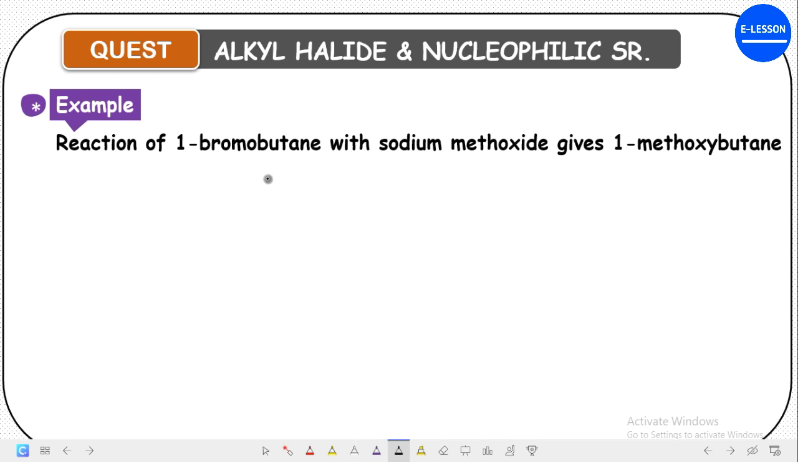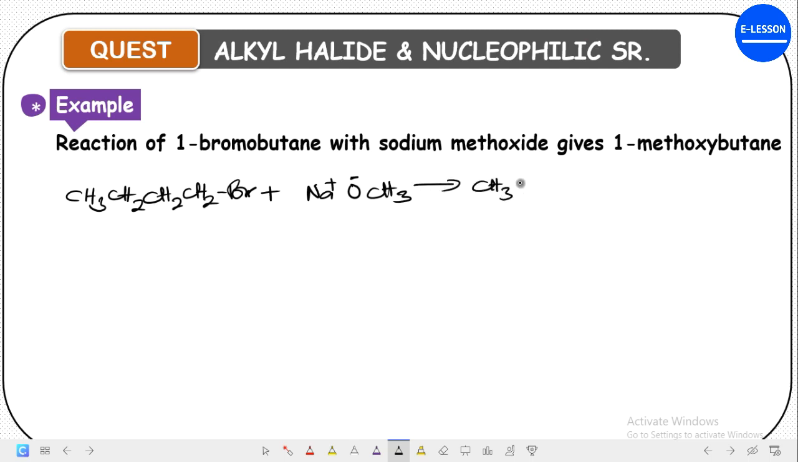So let us write out 1-bromobutane. Bromobutane is something like this: CH3, CH2, CH2, CH2Br, plus sodium methoxide. Sodium methoxide is something like this. That is bringing out the nucleophile in it, which is the oxygen. So this will react with this to form CH3, CH2, CH2, CH2O, CH3 plus sodium bromide.